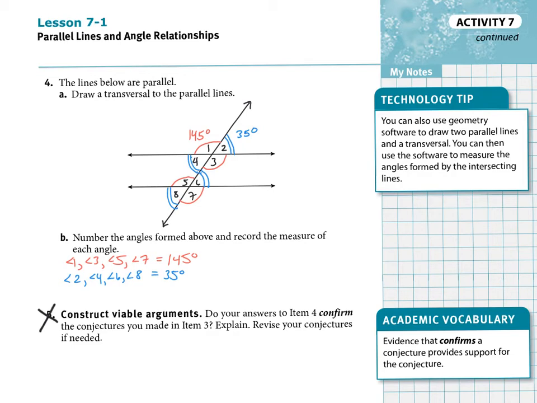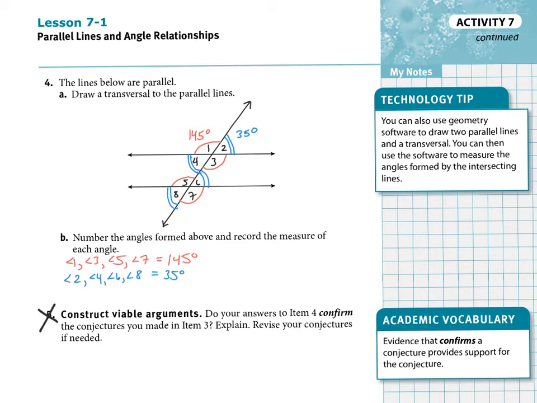Now, the cool part is, remember, we didn't really talk about same side interior angles. That would be like angle 3 and 6. If we added angles 3 and 6 together, we can see we would get 180 degrees. So that shows same side interior angles are supplementary. This is pretty cool, don't you think?